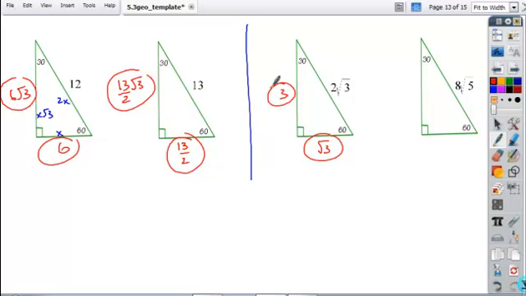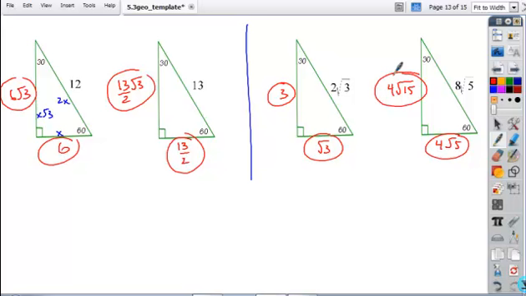Do the same thing even if it doesn't have the root 3 in it. 8 root 5, our leg is going to be half of that. 4 root 5, and then we're going to multiply that by root 3 to get our side opposite 60 degrees. So 4 root 5 times root 3 is root 15, so 4 times root 15.